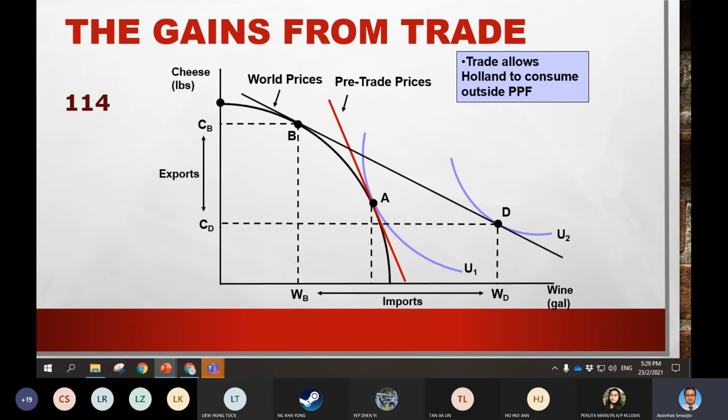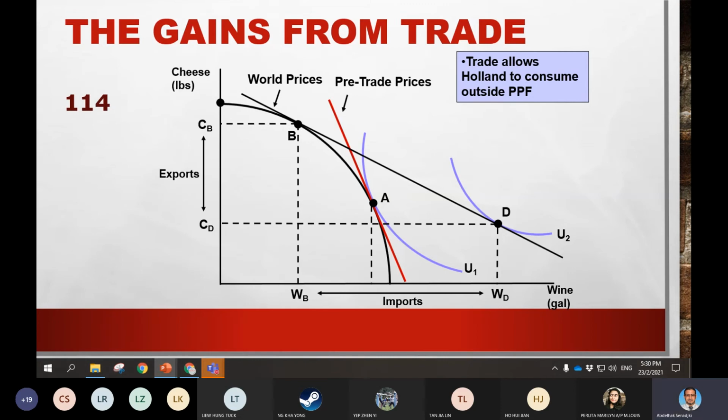But this is not the end of the story. Point B represents the production decision in Holland. Once the trade barrier has been removed, Holland will produce less wine. Suppose it produced at A, but now it is producing at B. So it produces less wine and more cheese.